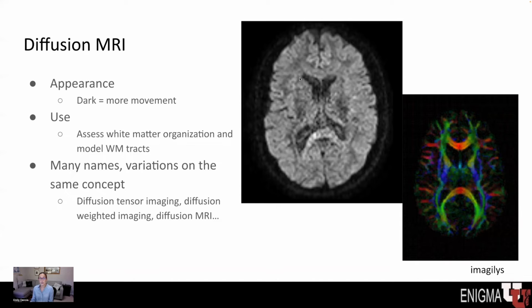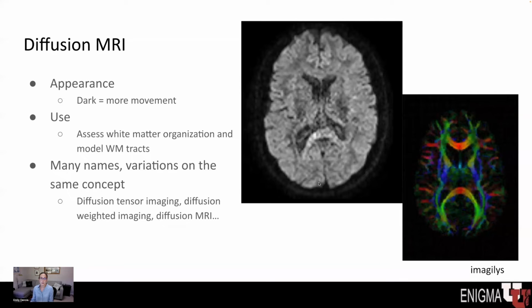Areas that have more movement are like the ventricles, where water is moving freely. That's in CSF, moving freely and not constrained by myelin. And we can use this to assess white matter organization and model the white matter tracts. Diffusion MRI has multiple variations, multiple different names. They're all variations on the same concept, but they do differ in specifically how they work. But you might come across the terms diffusion tensor imaging, diffusion weighted imaging, diffusion MRI.